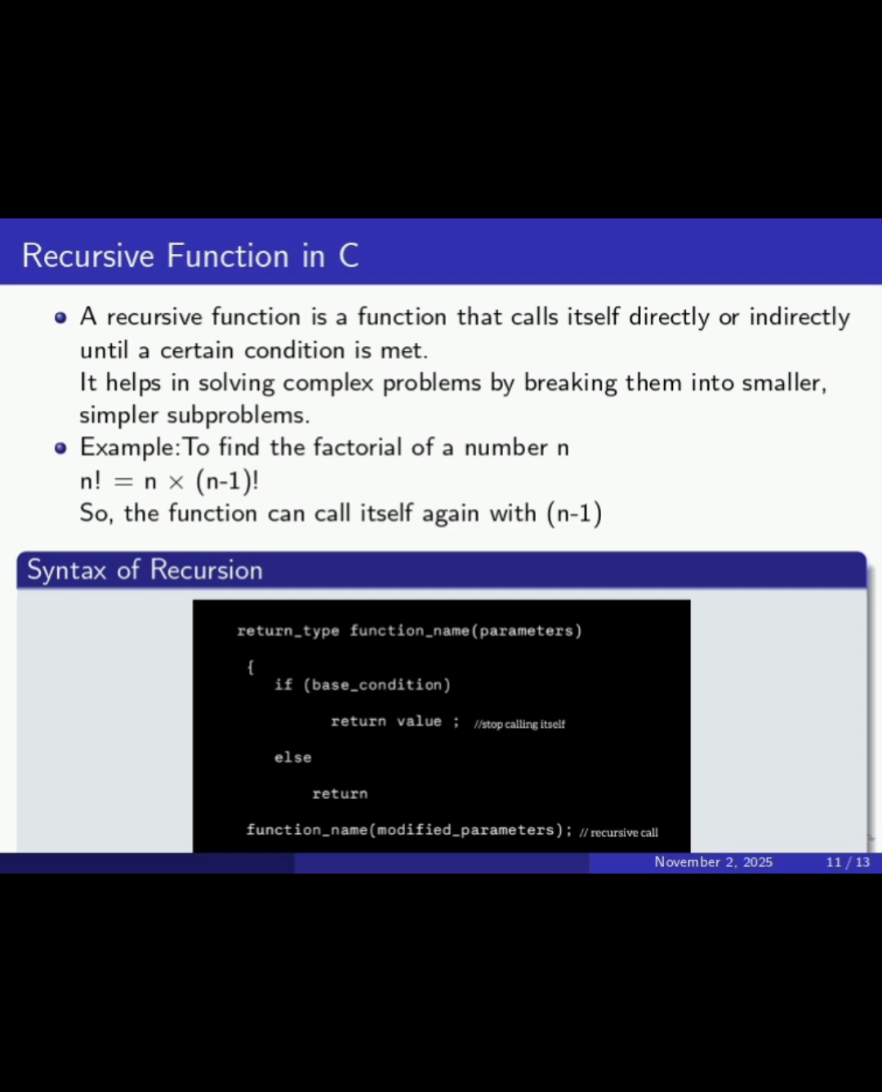To find the factorial of a number n, factorial of n equals n times factorial of n minus 1. So the function can call itself again with n minus 1. In this syntax, the base condition is used to stop the recursion, otherwise it will continue forever. The recursive call is where the function calls itself with a changed parameter. Each call performs a smaller part of the problem until the base condition is true.